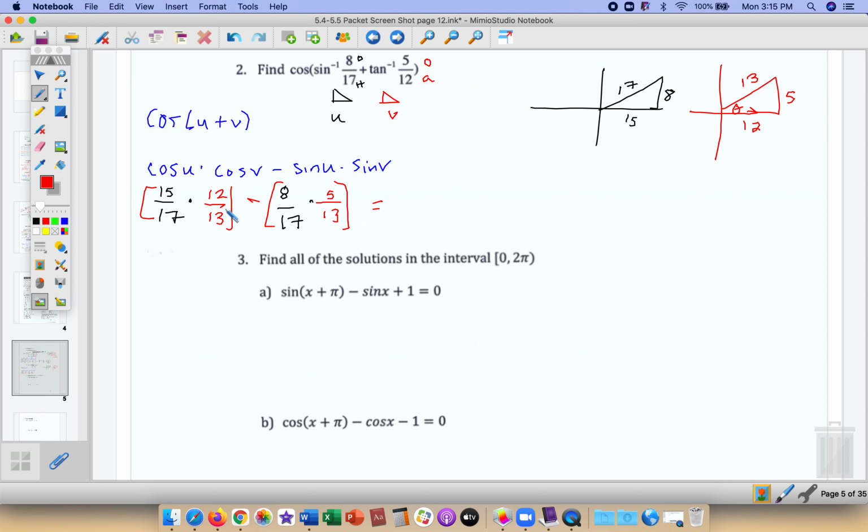So then we're going to get 180 over 221, 15 times 12 over 17 times 13, minus 8 times 5, or 40, over 17 times 13, 221. Since the denominators are the same, we can combine. And 180 minus 40, we get 140.